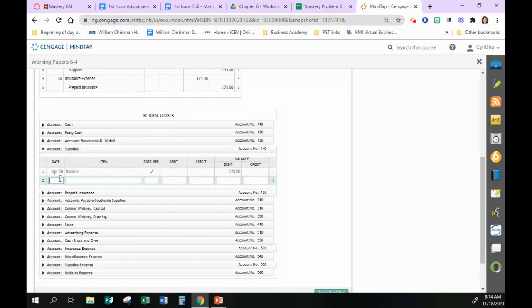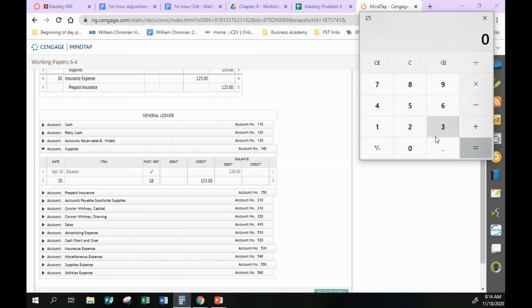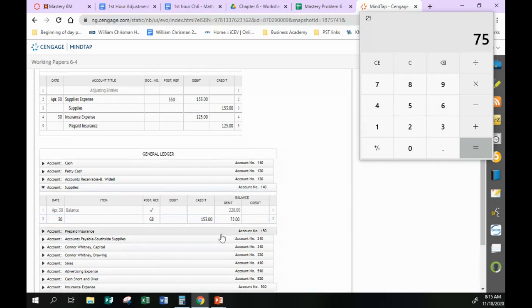And then supplies, then it's G8, and this one's going to be a credit for $153. And since we have a debit balance in there and we have a credit transaction, we have to subtract. That leaves us with our balance of $75, which was the whole purpose of doing this in the first place. Then we're going to bring that 140 up in the post ref.